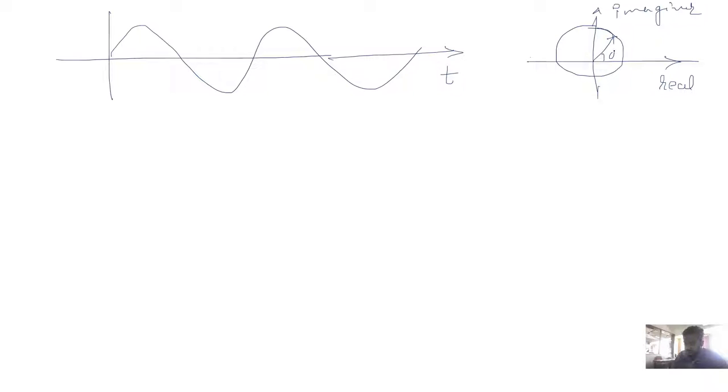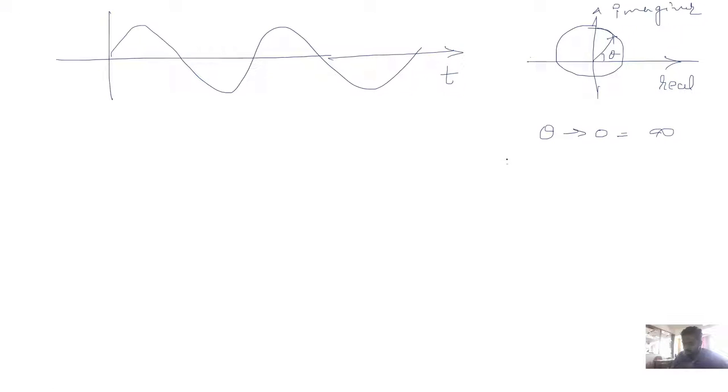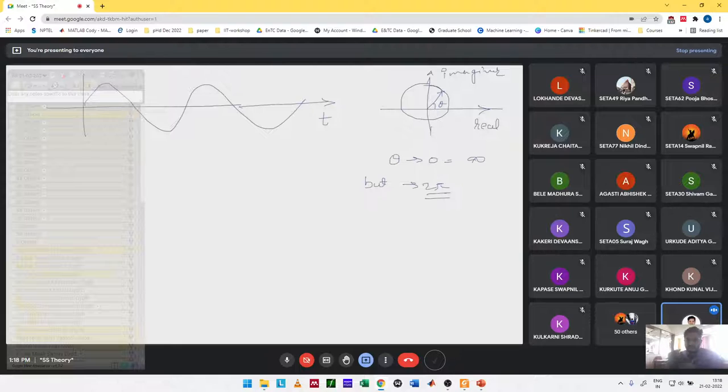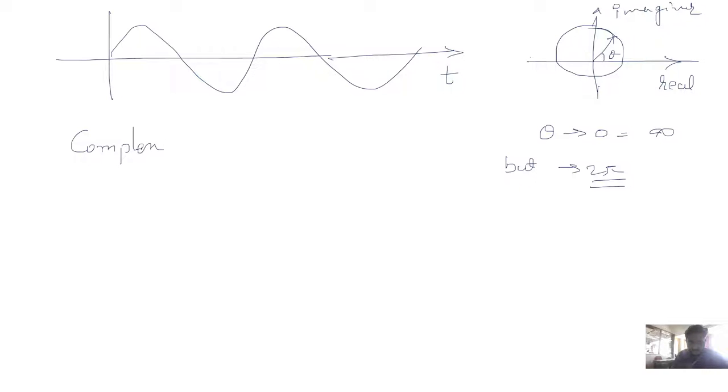Okay, and this is theta, right? Theta goes from 0 to infinity. Am I right? It goes from 0 to infinity, but it repeats this motion for every 2 pi. Am I right? So this 360 rotation is actually 2 pi. Am I clear? You have seen this in mathematics, am I right? Yes, no? Yes, sir.